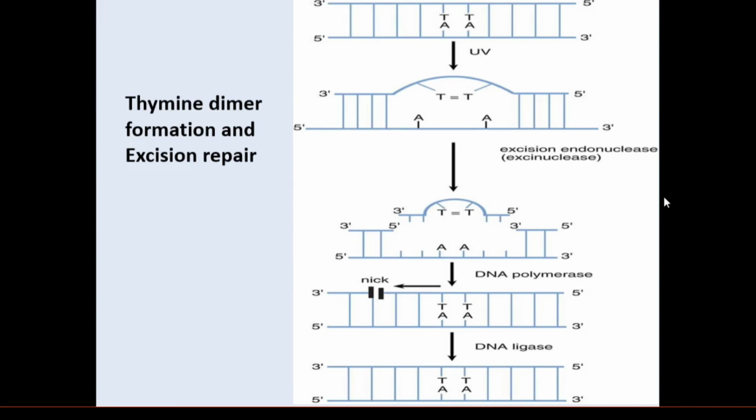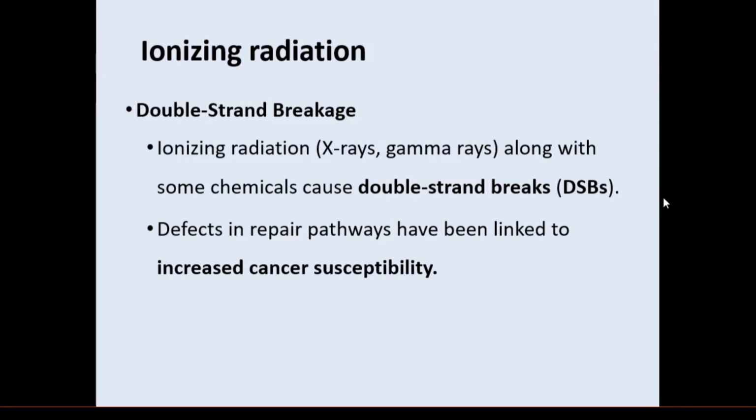Ionizing radiation. Double-strand breakage. Ionizing radiation like X-rays, gamma rays, along with some chemicals cause double-strand breaks. Defects in repair pathways have been linked to increased cancer susceptibility.